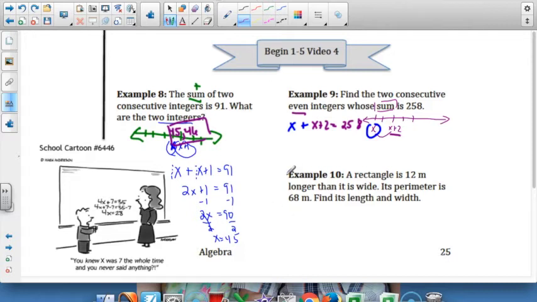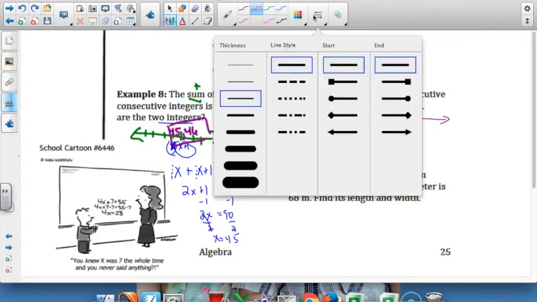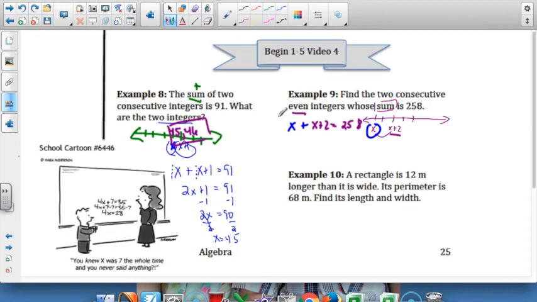These consecutive integer problems, they're weird in the setup, but once you get the flow of what it is you have to do every time, they all look the same, and you'll get really good at them. So 1x plus 1x, 2x plus 2 is 258. So I'm going to subtract 2 from both sides, which gives me 2x equals 256. And then I'm going to divide 256 by 2. So I'm going to come up here and do that so that I have more room. And I get x equals 128.